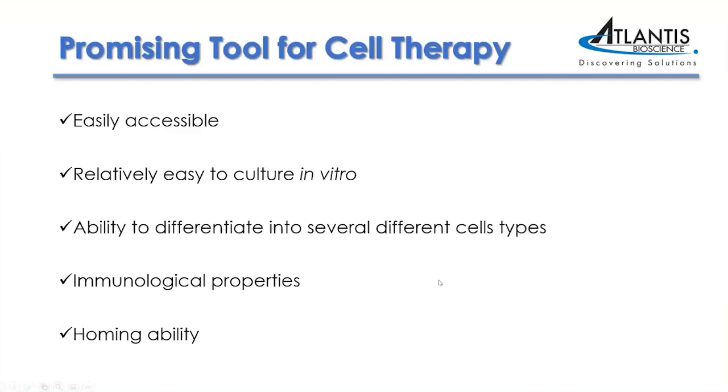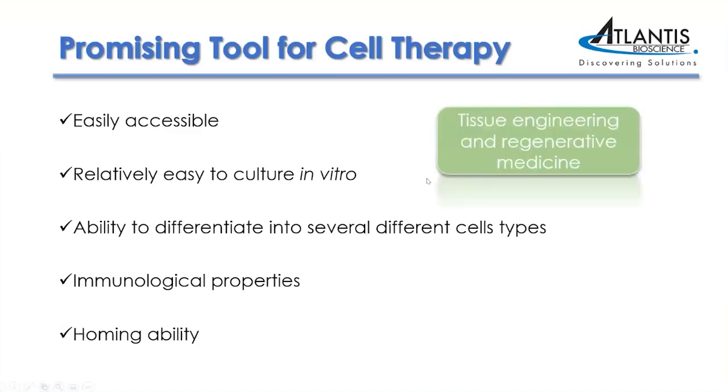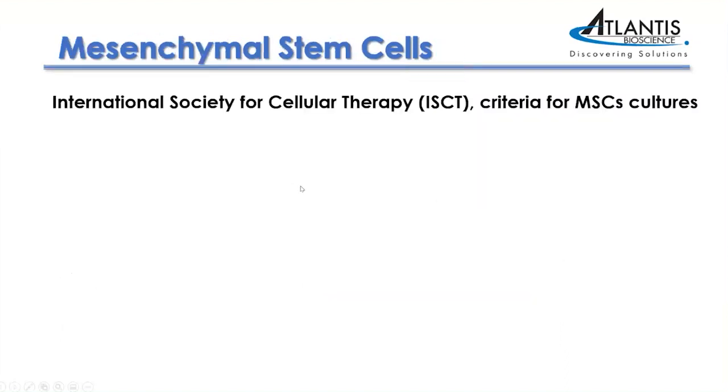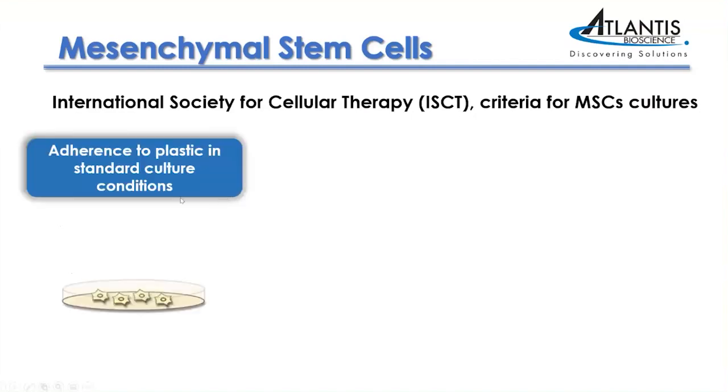The International Society for Cellular Therapy has proposed minimum criteria to define the MSCs. First, the cells have to be able to exhibit plastic adherence under standard culture conditions. They must also possess a specific set of cell surface markers, and they should also be able to differentiate into three specific cell types: osteoblasts, adipocytes, and chondrocytes.